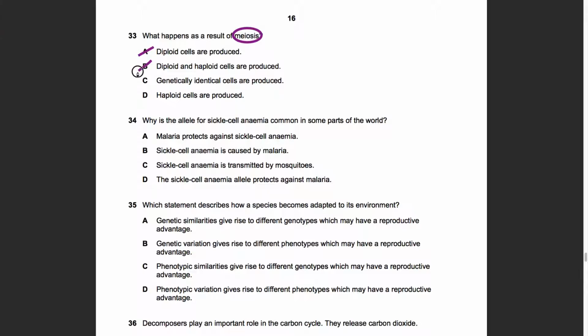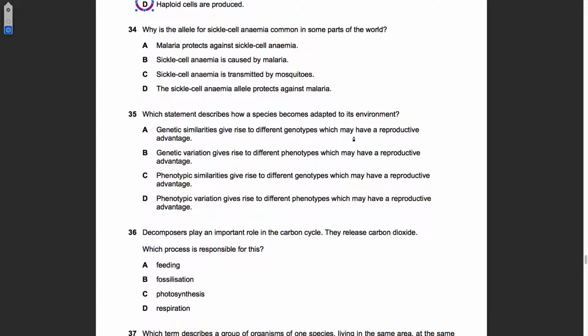No, nonsense. Are genetically identical cells produced? No, because the whole point of meiosis is to produce cells which are different from one another. The whole idea of gametes is about variation in a species. So our offspring aren't the same as us. Their offspring are different from them, and so on. So we are looking to increase variation, which aids in survival of the species. And finally, are haploid cells produced? Oh, yes, they are. So that's the answer to 33.